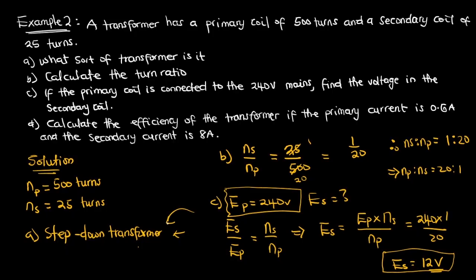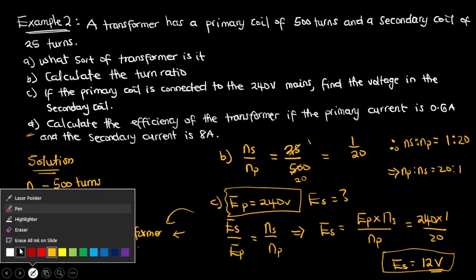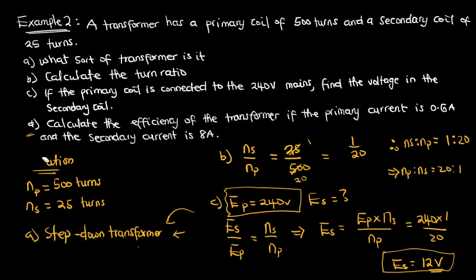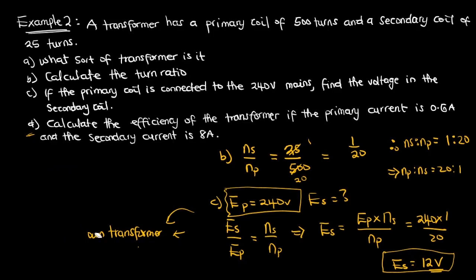All right, so now that we have this, let's go ahead and look at the D option of this particular question. D is saying that we should calculate the efficiency of the transformer if the primary current is 0.6 and the secondary current is 8 amperes. So let's have a look at that. For D, we have to calculate the efficiency of the transformer. We are told that the primary current IP is 0.6 amperes, and the secondary current IS is 8 amperes.